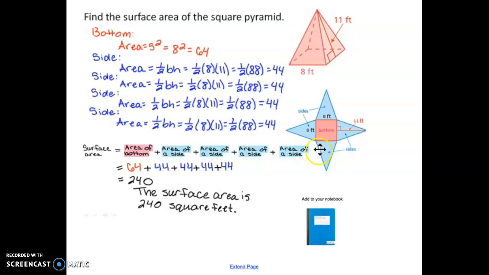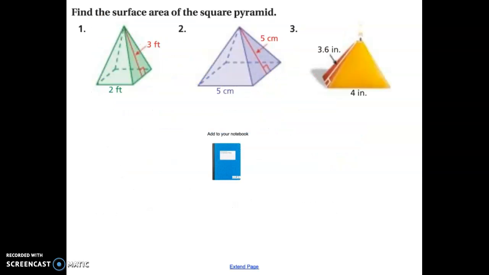Square pyramid. The bottom is a square. Now this right here, this is called a net. Remember that. A net is a 2D representation of a 3D model. Again, if we were to cut that out, we would be able to fold that up and make a square pyramid. All right, let's keep rolling. I hope this is making sense. All right, I've got 3 more for you to do. Do those 3 in your notebook, and then I will see you with some answers.